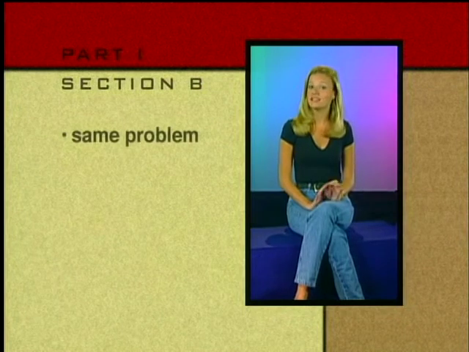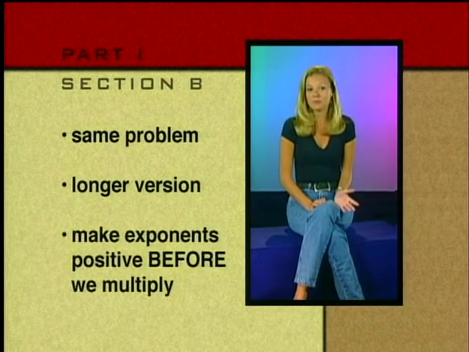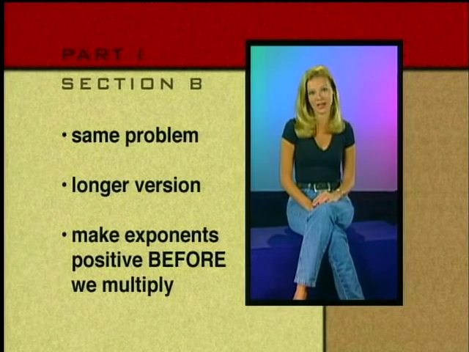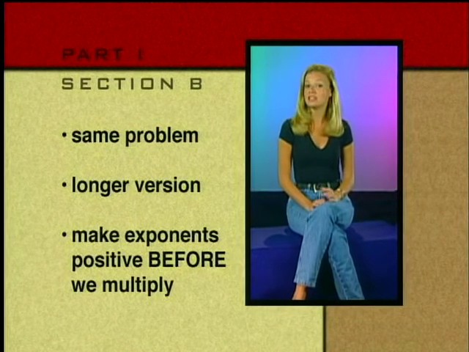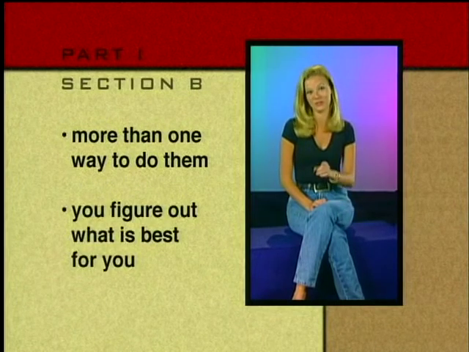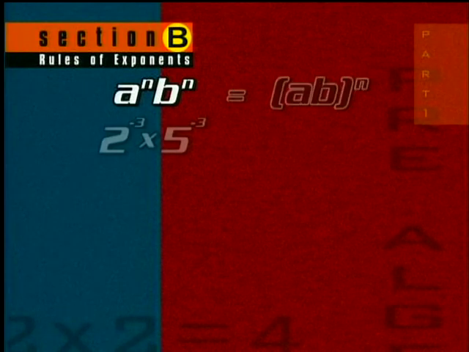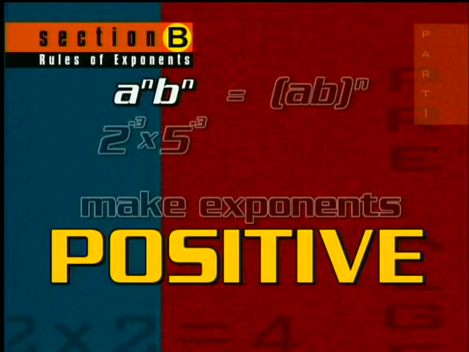Now we're going to do that same problem, but this time we'll use the longer version and we'll make our exponents positive before we multiply. We're doing it this way so you can see there's more than one way to do them and so you can figure out which works best for you. This time we've got the longer formula, but we plug in the same numbers from before. So we've got 2 to the negative 3rd power times 5 to the negative 3rd power. This time we're going to make the exponents positive before we work it out.